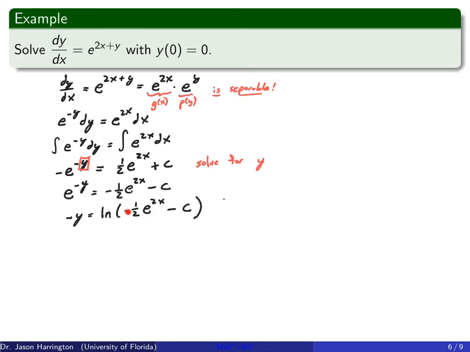Now I can't use any properties of natural logs at this point, because unfortunately I have an addition or subtraction here, right? If it was just the natural log of e to the 2x, for example, I can use some properties, but I can't in this case. So this now turns into y is equal to negative natural log of negative 1/2 e to the 2x minus c. So this is the general solution.